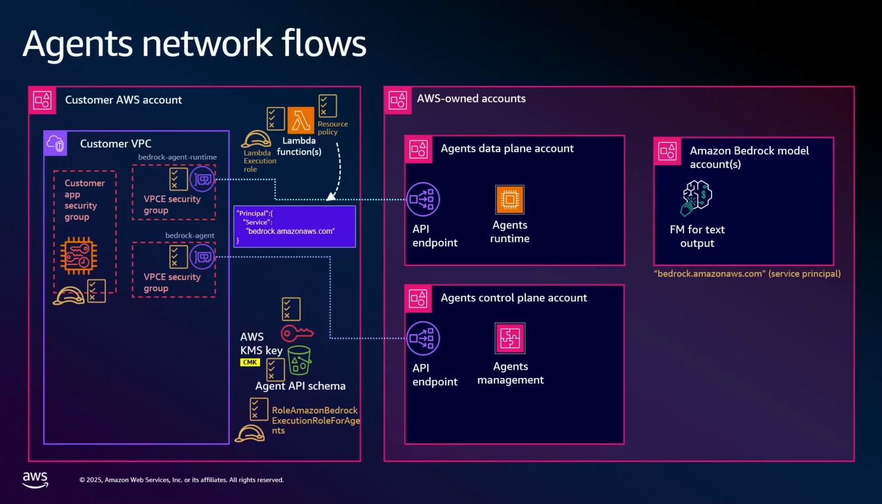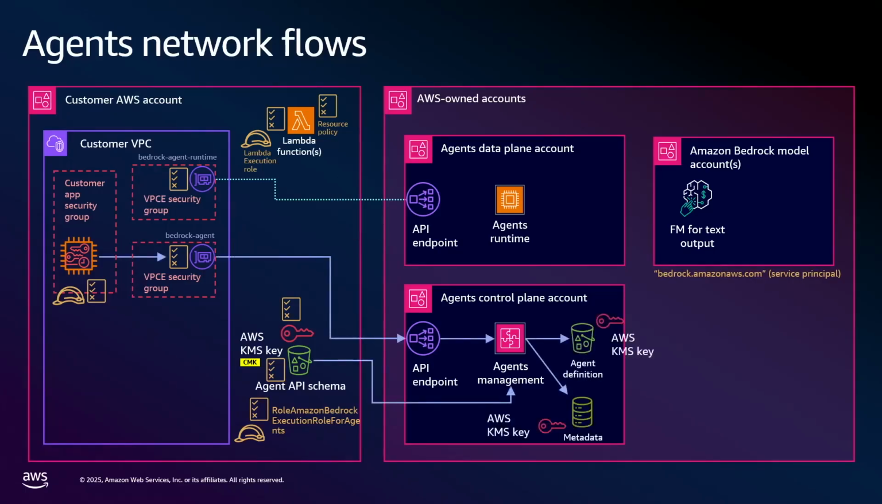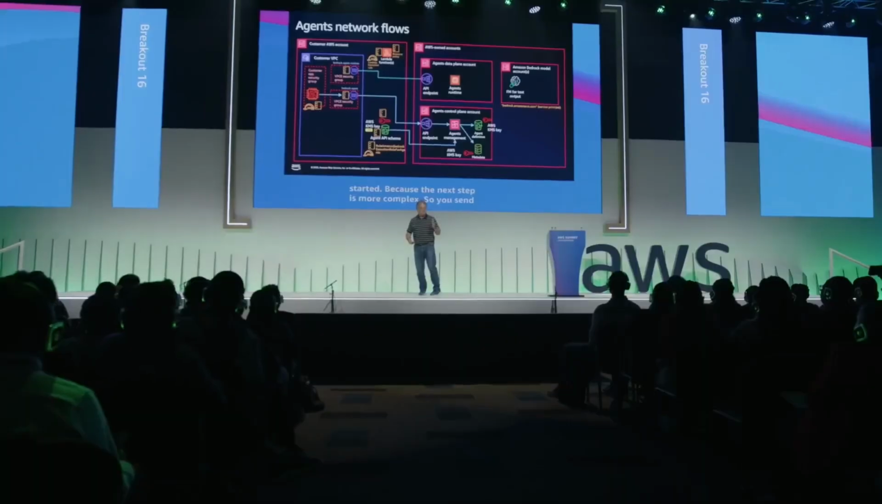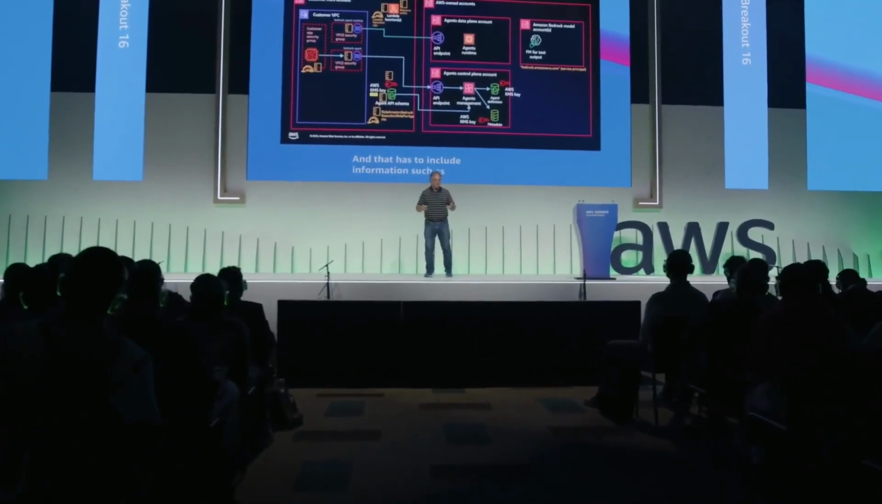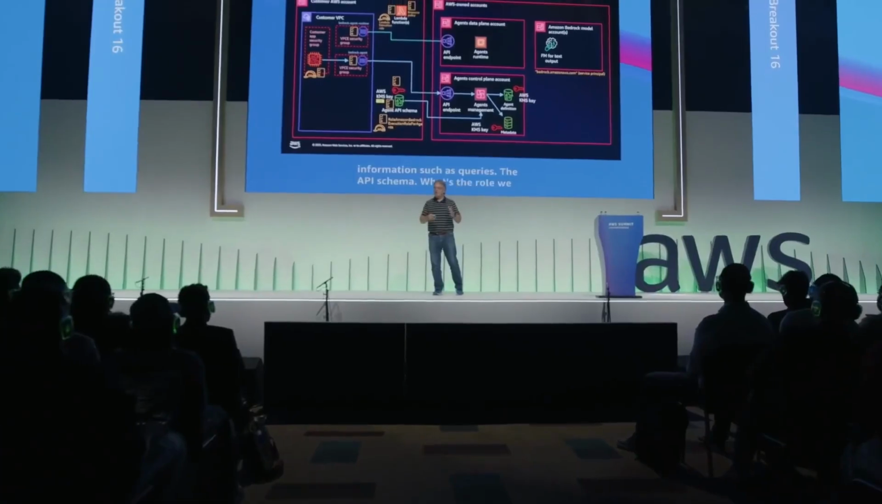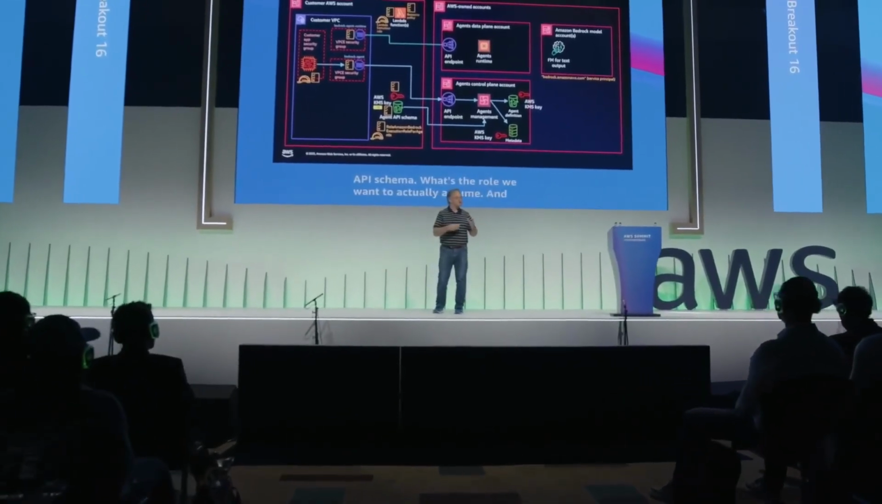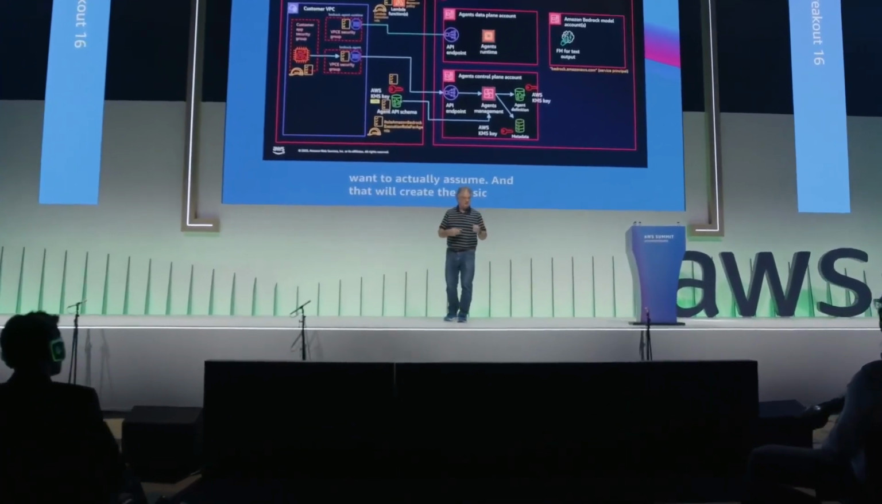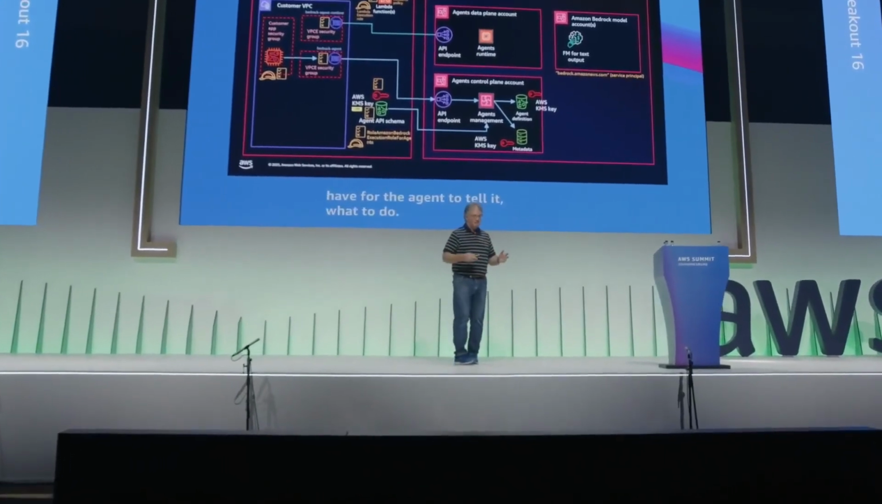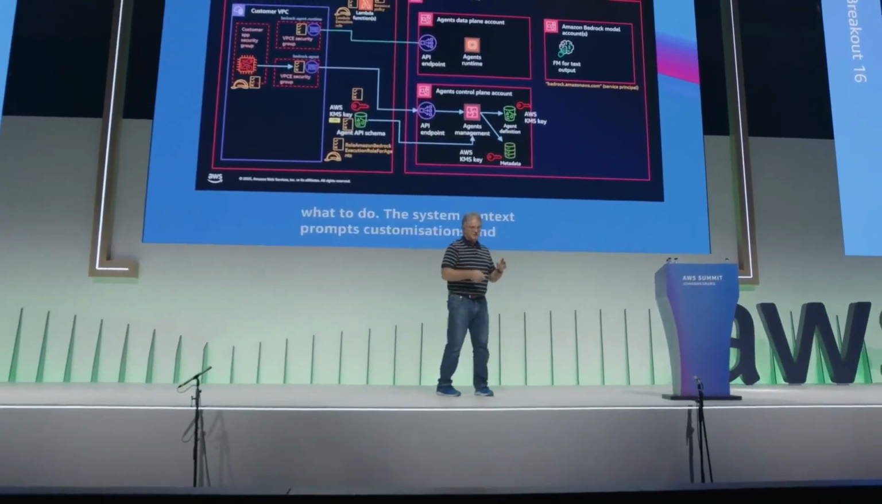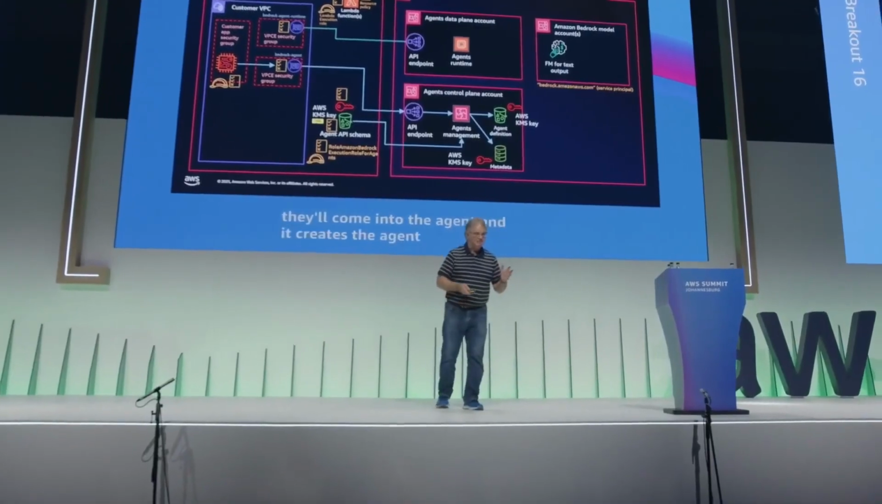So that's it, basic configuration before we get started, because the next step is more complex. So you send in the create request into agents, and that has to include information such as where is the API schema, what's the role we want to actually assume, and that will create the basic. Also things like the instructions that you have for the agent to tell it what to do, the system context, prompts, customizations, and they'll come into the agent and it creates the agent. And all that metadata goes into that metadata table encrypted by KMS.